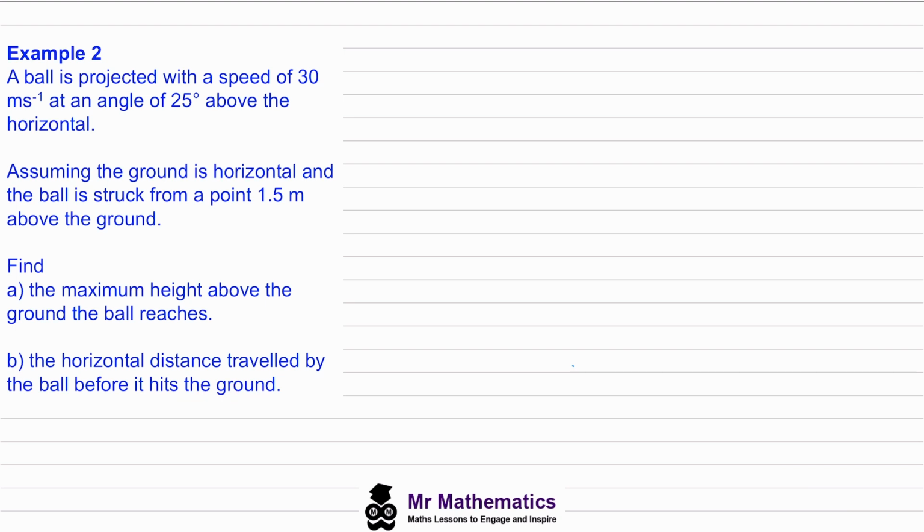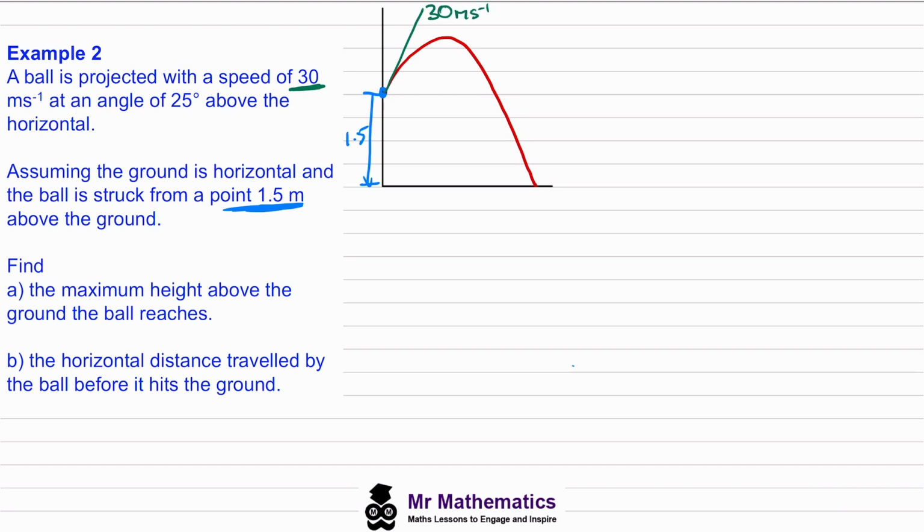So again, we're going to sketch a graph of this motion. So we're told here that the ball is struck from a point 1.5 meters above the ground. So I've shown this here. This will be 1.5. Draw the ball now. And then the motion, the trajectory, will be to go up and then to come down. We're told that it's projected with an initial speed of 30 meters per second. So we can show this here. We've got 30 meters per second at an angle of 25 degrees to the horizontal. So we'll have this on our diagram.